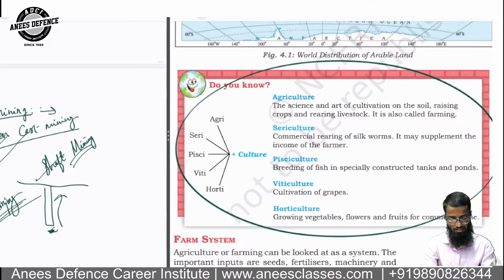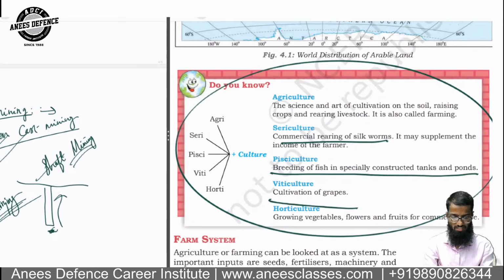So sericulture, commercial rearing of silkworms, उसको हम क्या बोलते हैं? Sericulture. Pisciculture is related to fishing or fish, breeding of fish. Here, cultivation of grapes is actually called viticulture. Horticulture is related to fruits, flowers, etc.